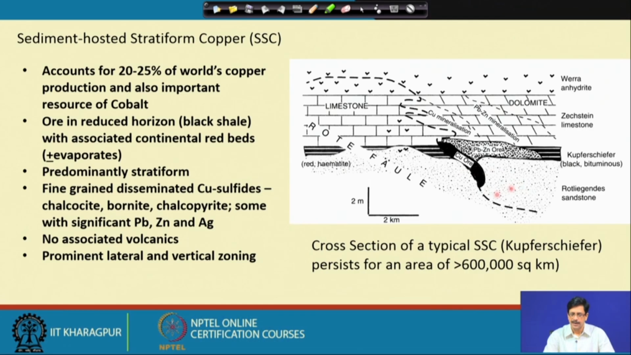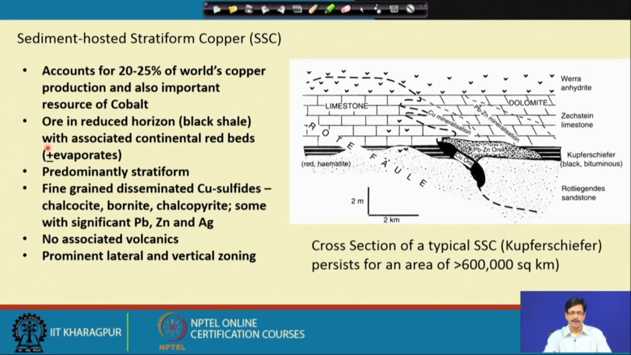There are definitely some very selected areas, especially where it is exposed in Poland and some other areas, where copper and cobalt are being very actively recovered and exploited. The ore is in reduced horizon black shale with associated continental red beds and evaporites. The association with continental red beds is very prominent and very critical to the situation of the SSC deposits, as well as the evaporites, because the evaporites bear some significance as far as the hydrothermal system in general is concerned.